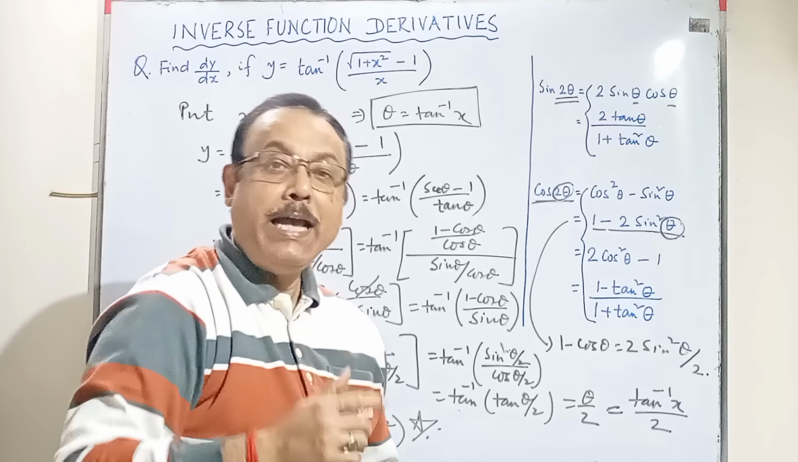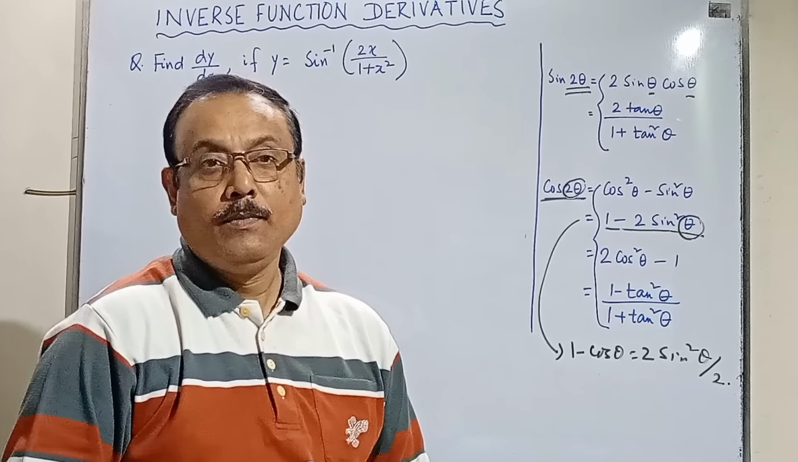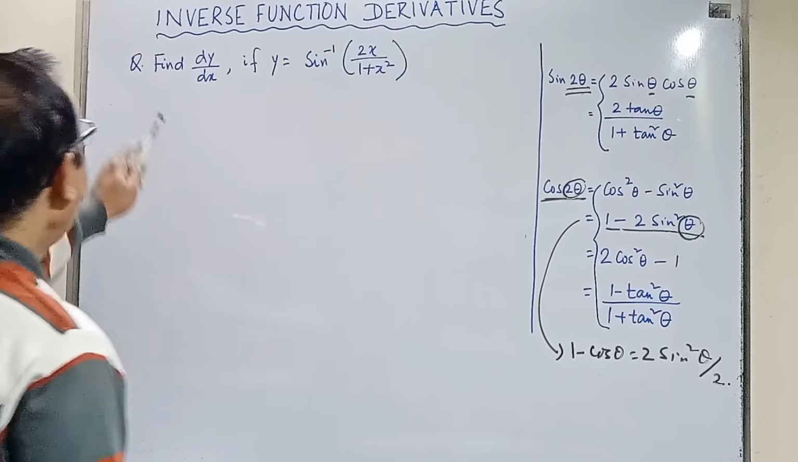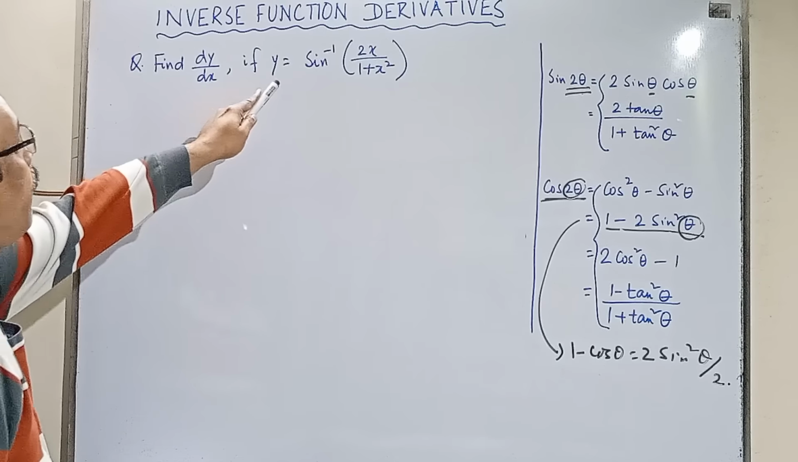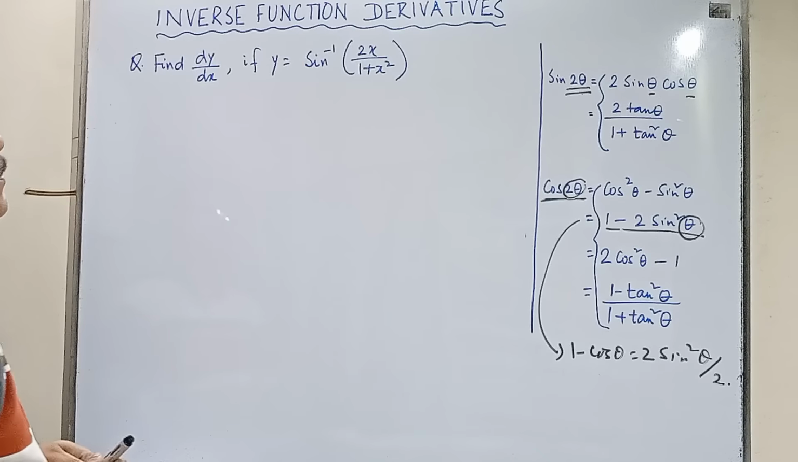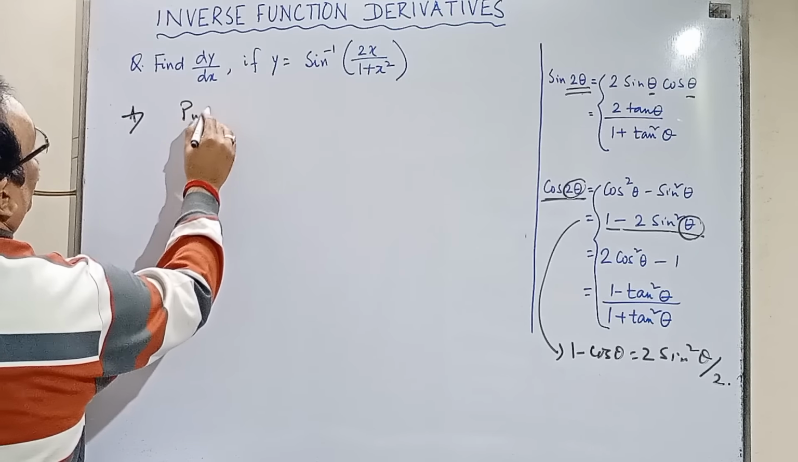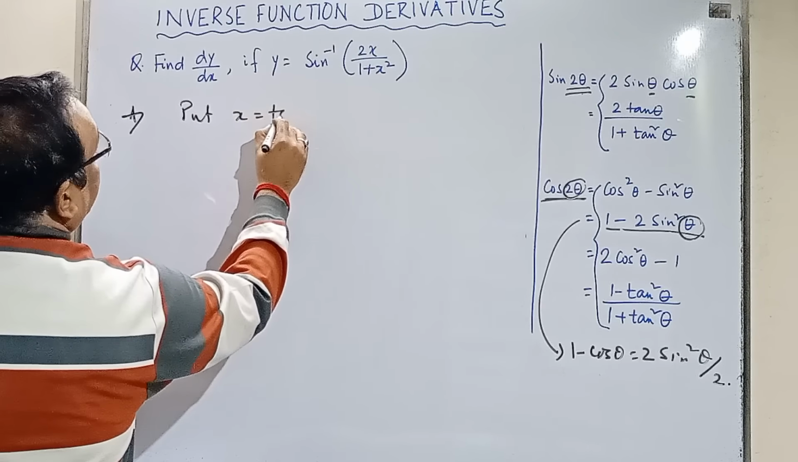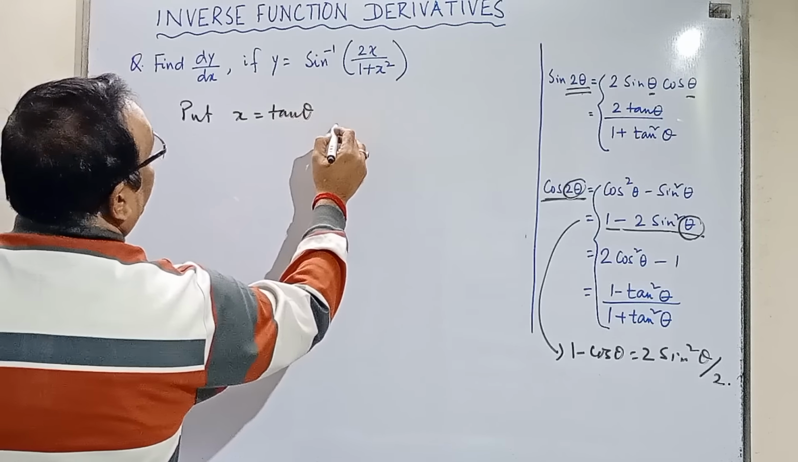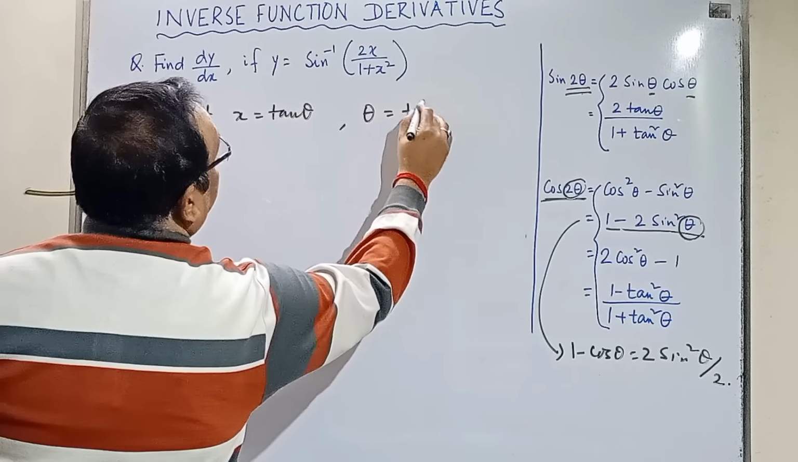Now I'll show you another sum. So the next question. Find dy by dx if y is equal to sin inverse 2x by 1 plus x square. So similarly, I'll put x is equal to tan theta. So x is equal to tan theta, therefore theta is equal to tan inverse x.